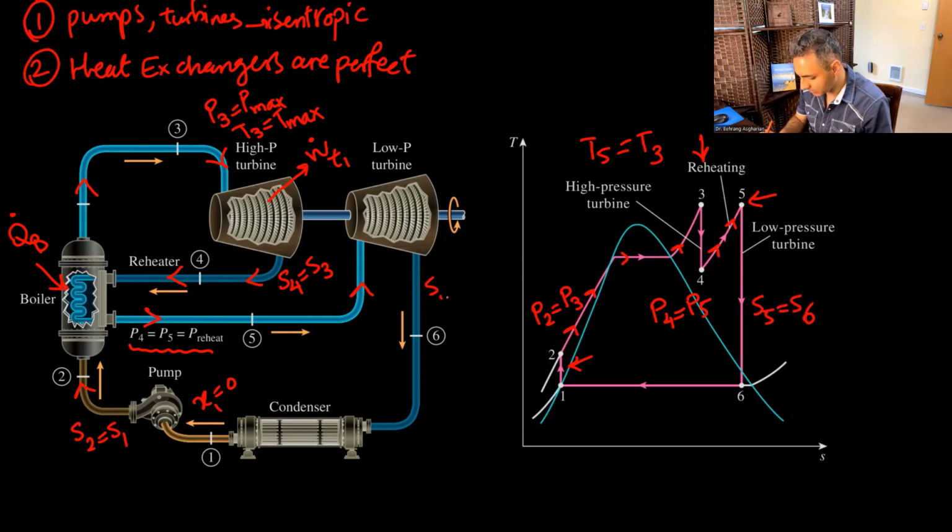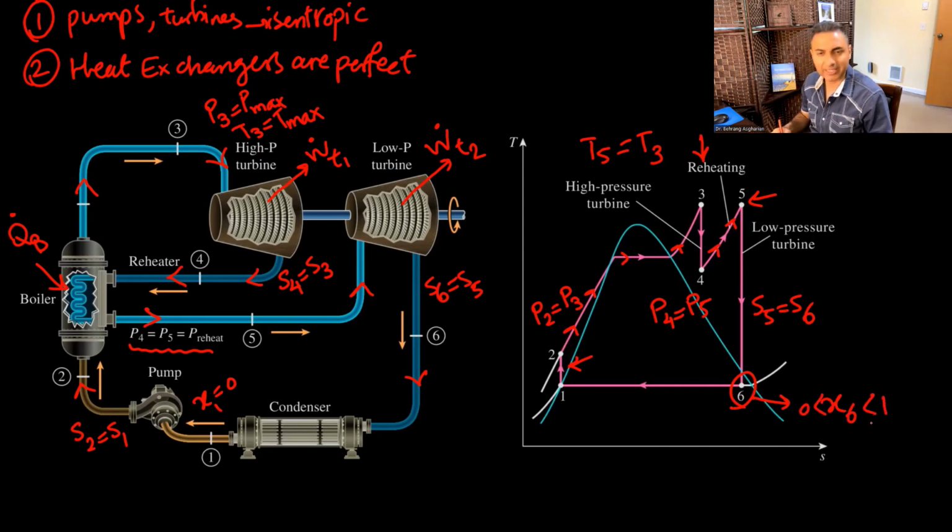And you can see it here, S6 is supposed to be S5, basically, and you get some work out of it, W dot turbine number 2, and it eventually goes to the condenser. In the condenser, state 6, usually there is a quality here, like that's quality X, somewhere between 0 and 1, usually 80%, 90%, whatever that is. And then it goes through the condenser, and of course, P6 is supposed to be P1, because again, there's not supposed to be any pressure loss in the condenser. So that's the general picture.